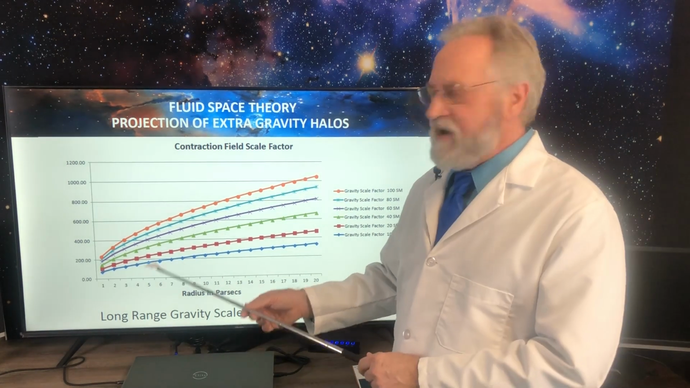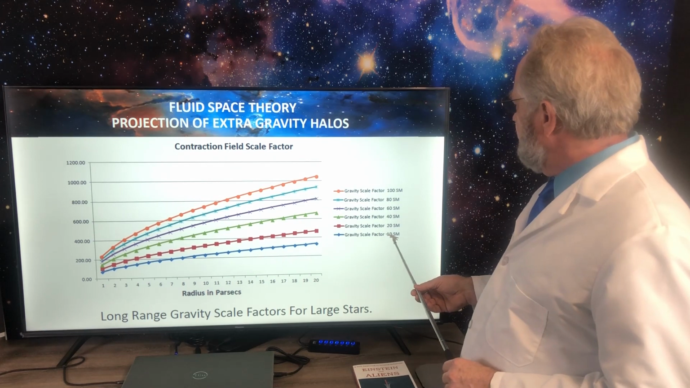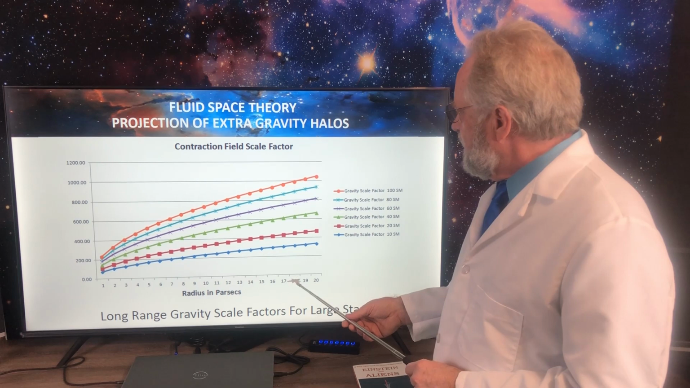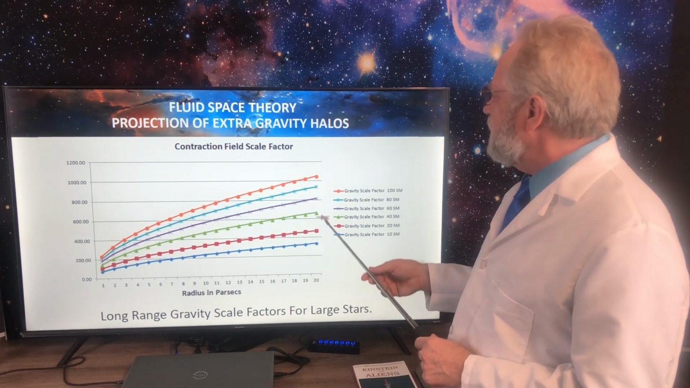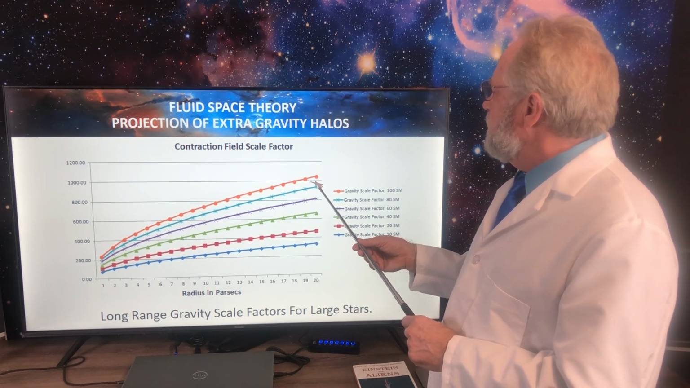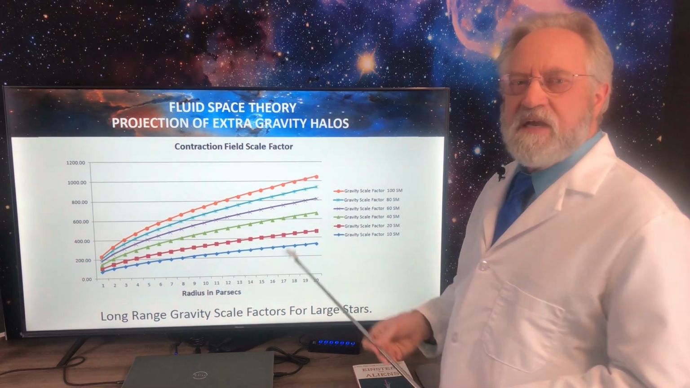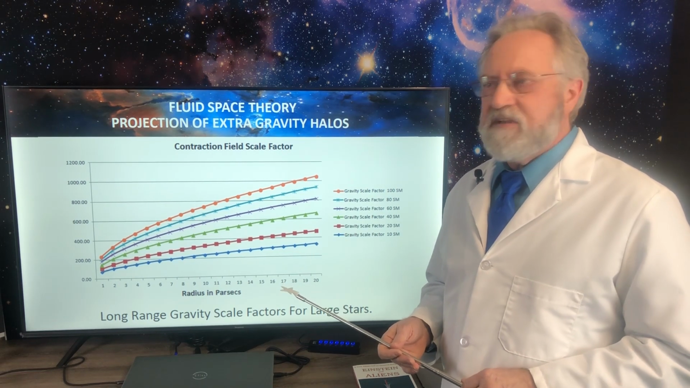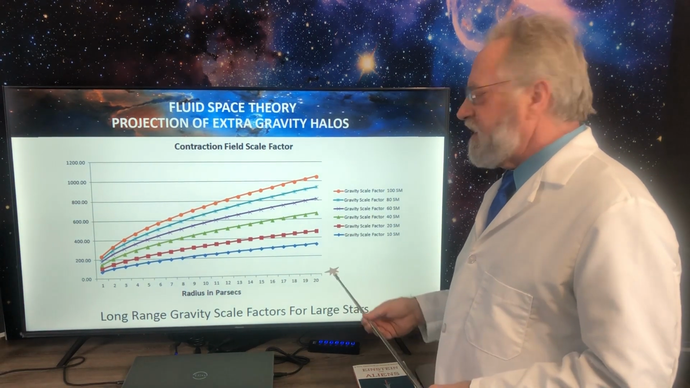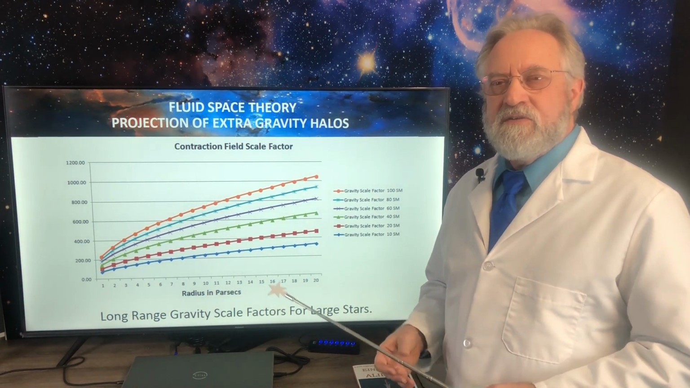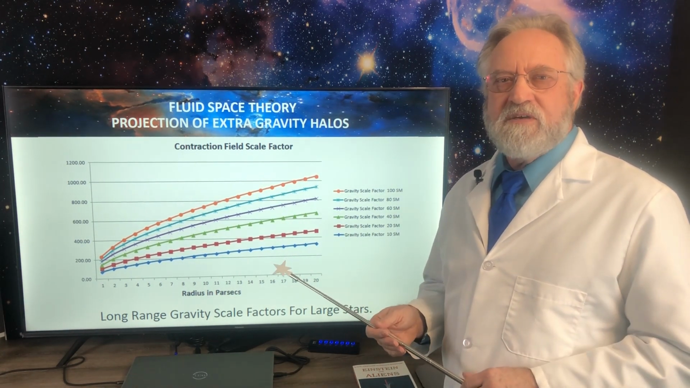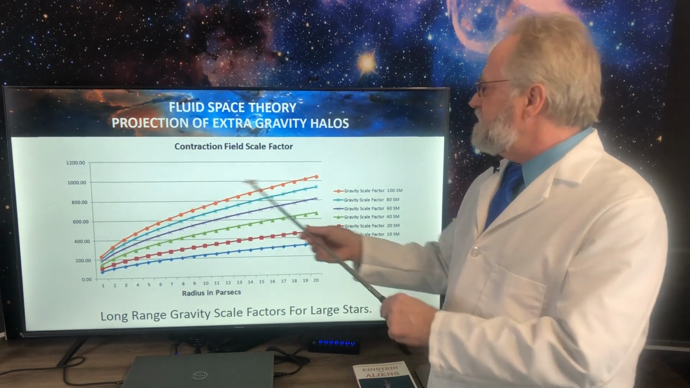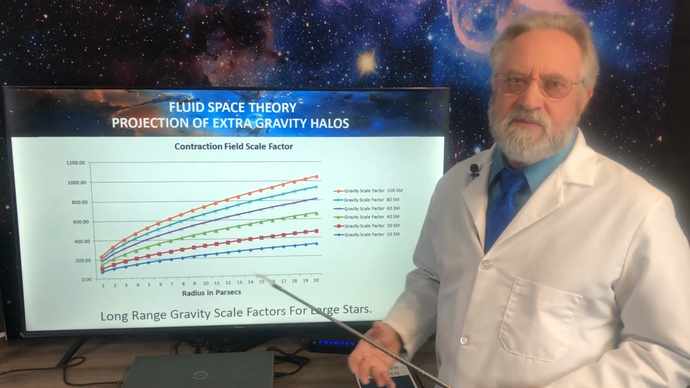It's a rising parabola. So now I have stars of 10 to 100 solar masses, but now we're looking out at the radius in parsecs. So out at 20 parsecs, a 100 solar mass star could have 1,000 times more contribution from the contraction field than from ordinary gravity. Now, 20 parsecs is about 60 light years, so at that point, even a 100 solar mass star is going to have almost zero gravitational effect. So 1,000 times 0 is still pretty much 0.